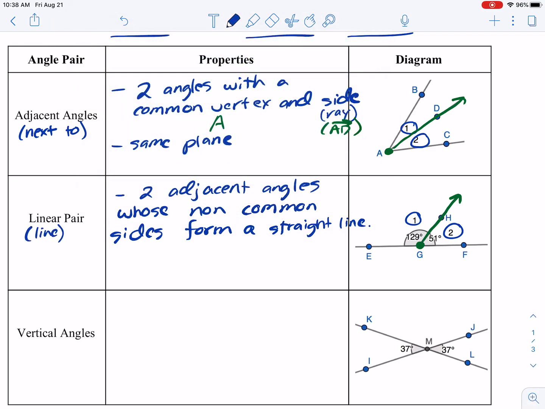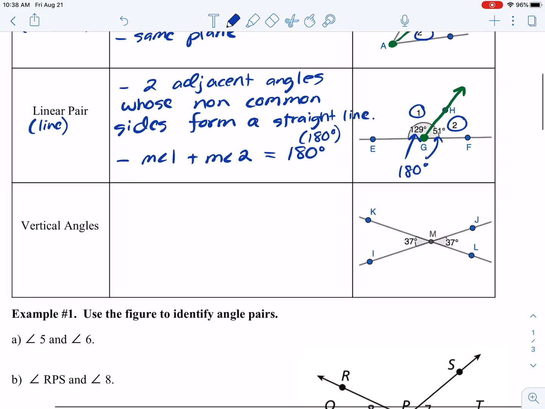See the word line in there? And because they form a straight line, remember a straight angle is an angle whose measure is 180 degrees. So we can state that for a linear pair, the two measures add up to 180. Measure of angle 1 plus measure of angle 2 equals 180 degrees. And you can see that here: 129 plus 51 is 180 degrees.